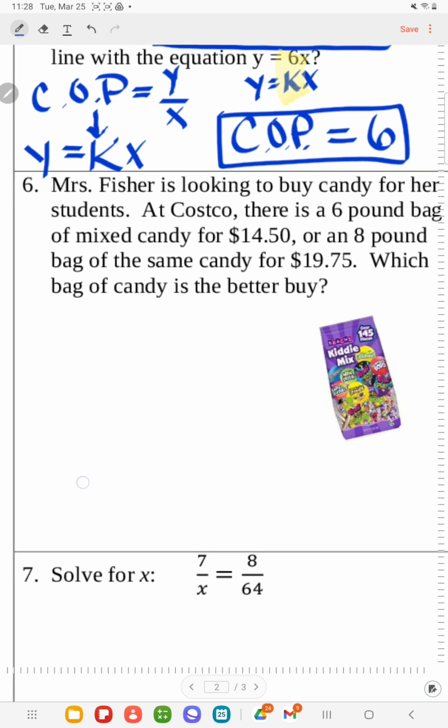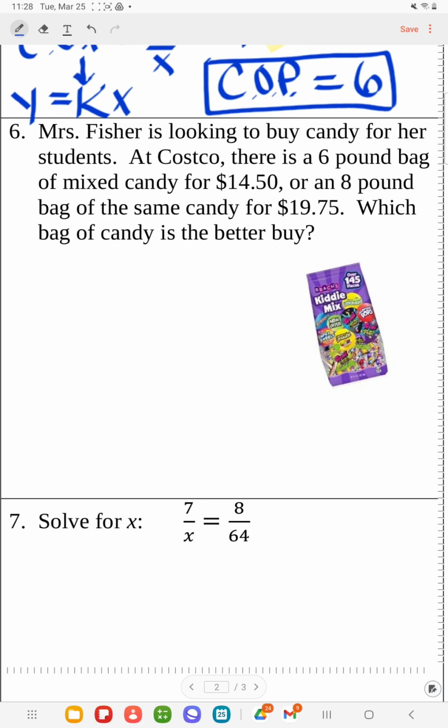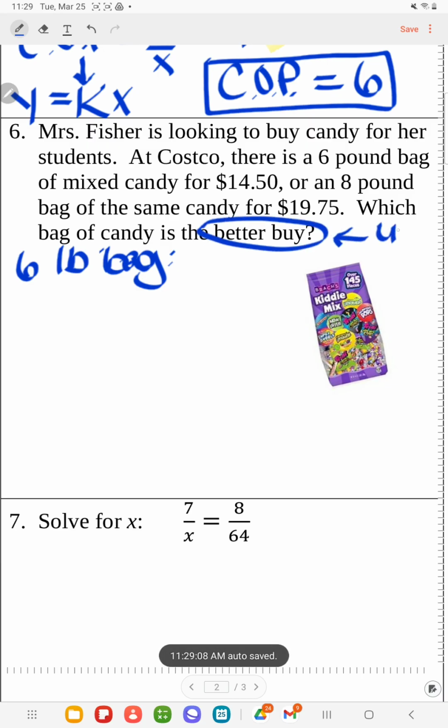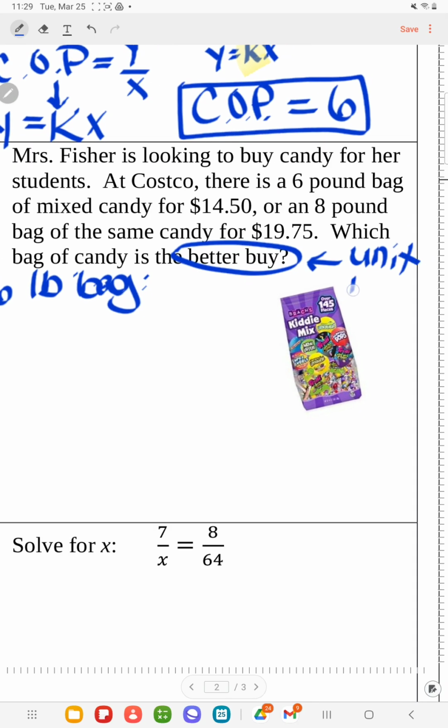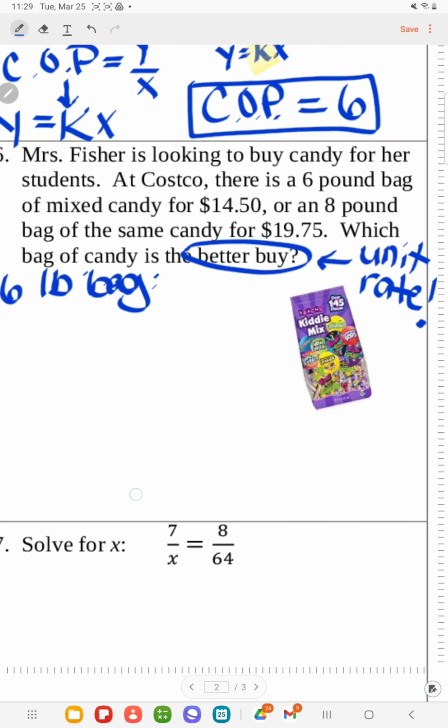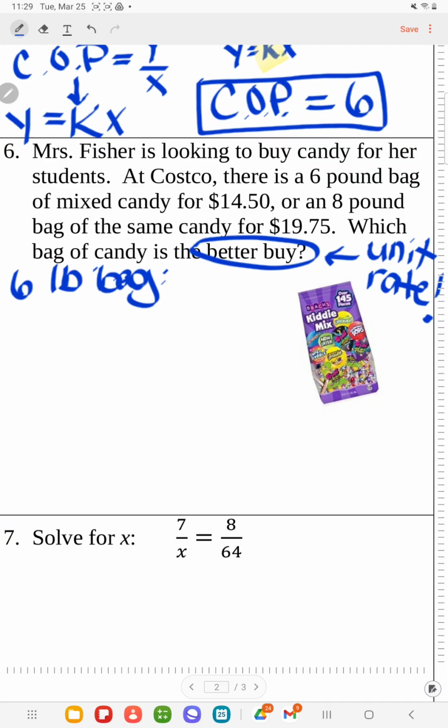Whatever number's in front of x, that's your COP. Miss Fisher is looking to buy candy for her students at Costco. There is a 6-pound bag of mixed candy for $14.50, or an 8-pound bag of the same candy. They want to know which candy is a better buy. This tells you to compare the unit rates and see which one's better. It would be better if it was cheaper because we want to save money.